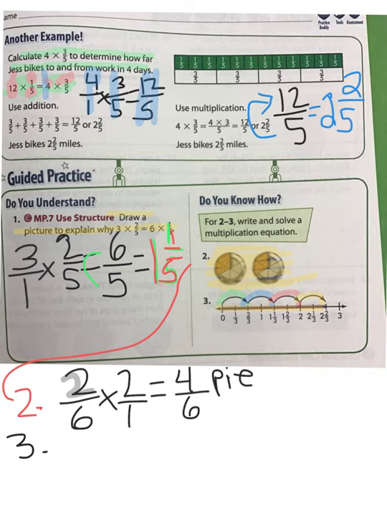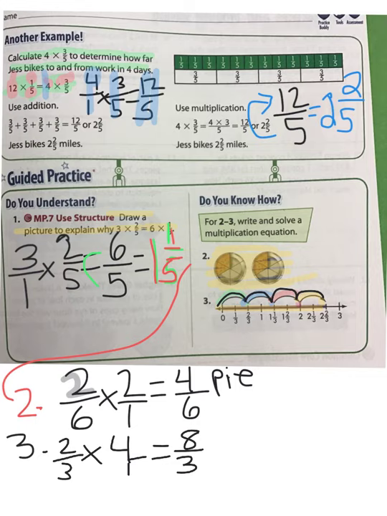So since it's jumping 2/3 each time, 2/3 times, there's 4 jumps. I've got 1, 2, 3, 4. 2/3 times 4. I'm going to make 4 into 4 over 1. I'm going to end up with 8 over 3, once I multiply, because 2 times 4 is 8, 3 times 1 is 3, and then I just have to fix it. 3 goes into 8, oh sorry, I made a mistake on that one. 3 goes into 8 2 times. Put your denominator. Since 2 times 3 is 6, 8 minus 6 is 2, and I will end up with 2/3.